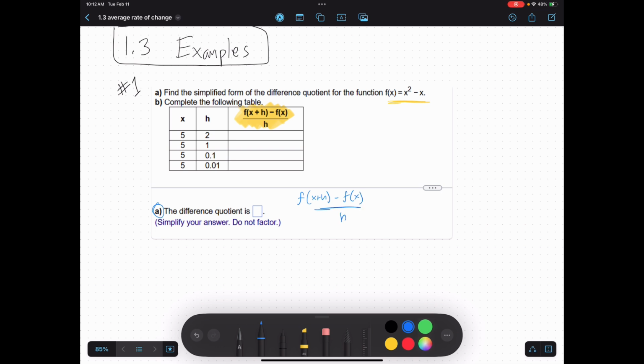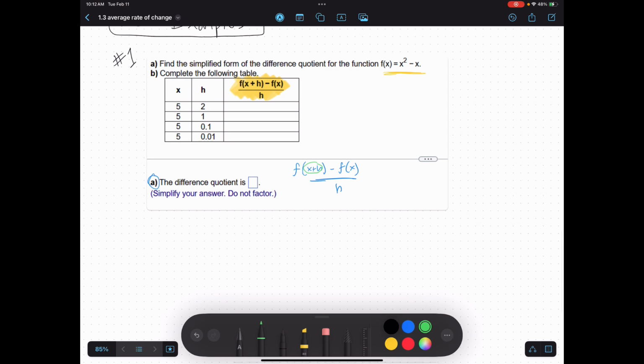Well, what does this mean right here? By having x plus h inside of my f function, what does that mean? That means I'm going to plug in x plus h wherever I see an x. So if my function is x squared minus x, everywhere I see an x, I'm going to plug in x plus h. So I get this x plus h all squared minus another x plus h. Right? Everywhere I saw an x, I had to put an x plus h. So that takes care of the first piece. That's f of x plus h right there.